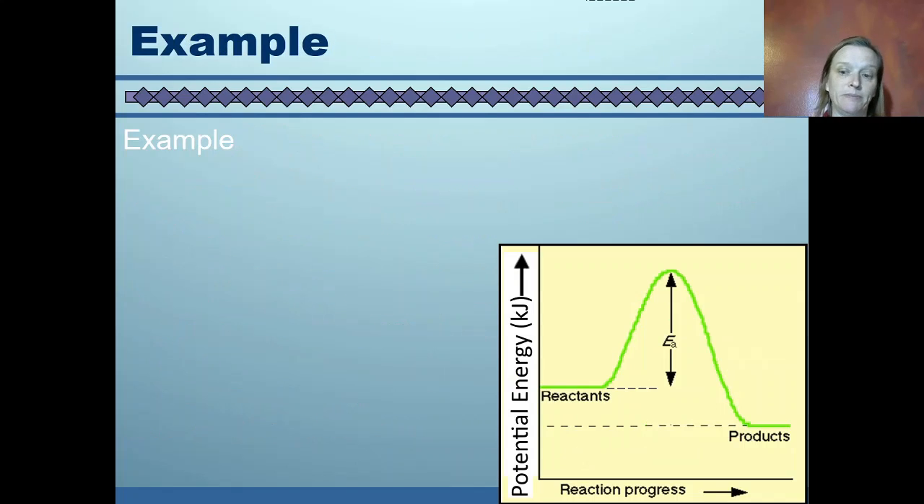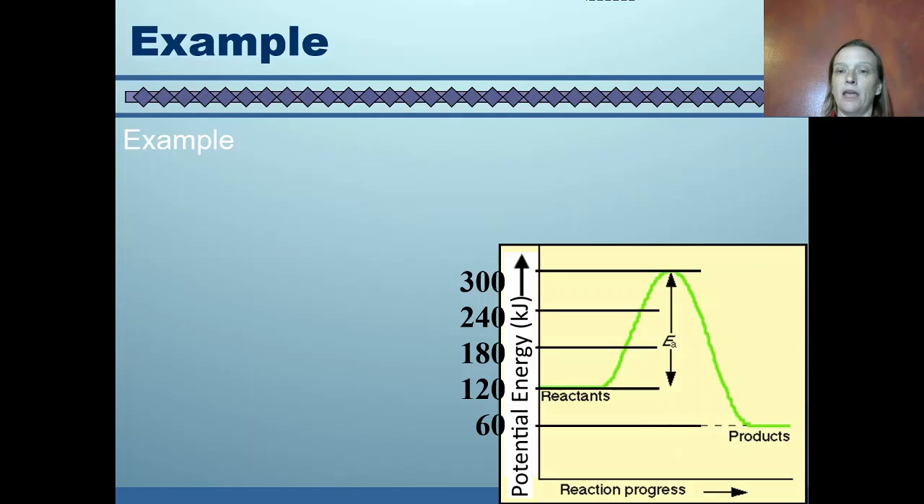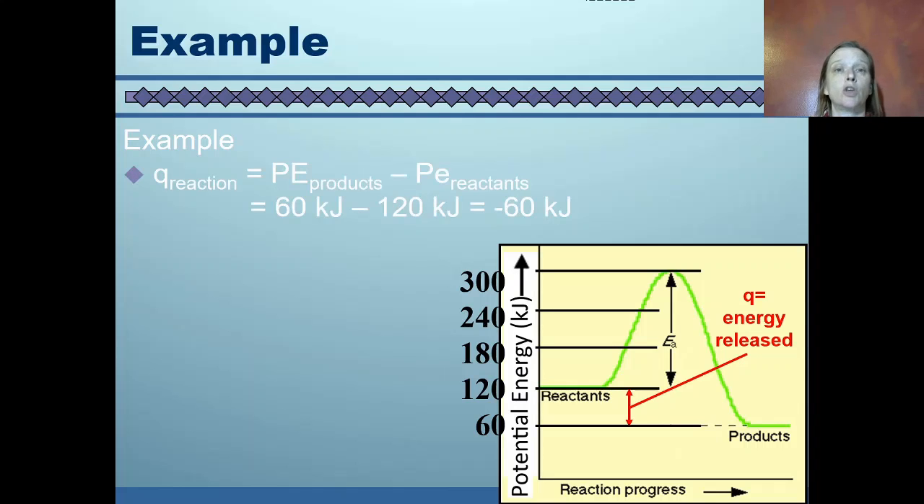Let's do an example. So here is a reaction pathway diagram, and I've labeled some numbers on it so that we can actually do some calculations. So how would I calculate the Q value for this reaction? What's the difference between the products and the reactants? Q is products minus reactants. I start at the end.